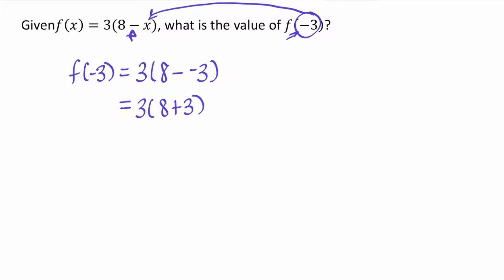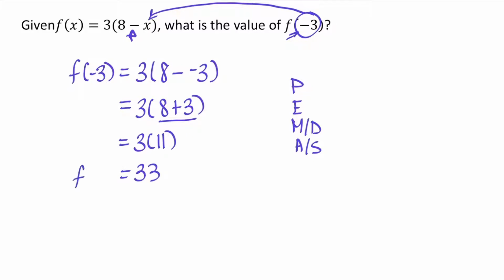So now we're going to simplify this using order of operations. So remember, I'm going to do what's in the parentheses first. So I'm going to simplify the 8 plus 3, so that gives me 3 times 11, which is 33. So f of negative 3 is 33.